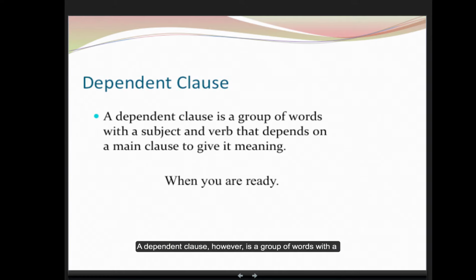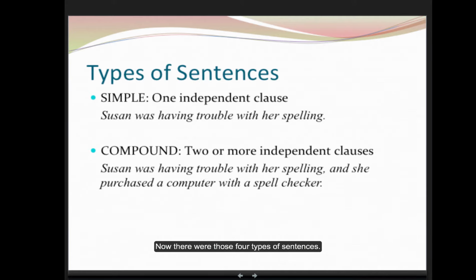A dependent clause, however, is a group of words with a subject and a verb that depends on the main clause to make sense and to have meaning. So "when you are ready" by itself doesn't mean anything. When you say "when you are ready, we can go," then you've got your "we can go" being the main clause or that independent clause, and the dependent clause is giving you more information about the independent clause.